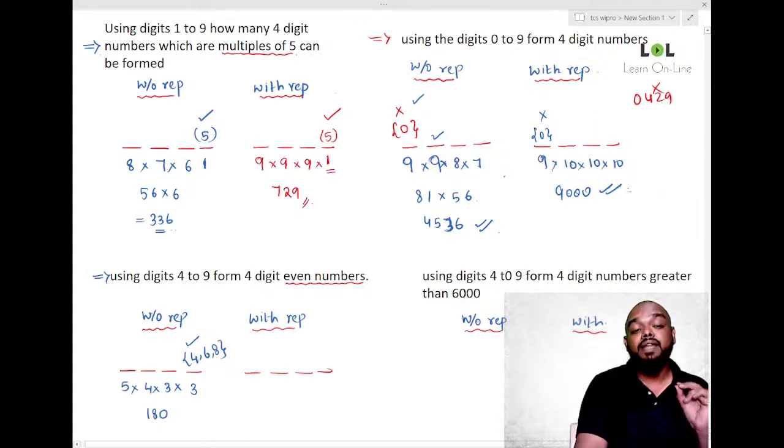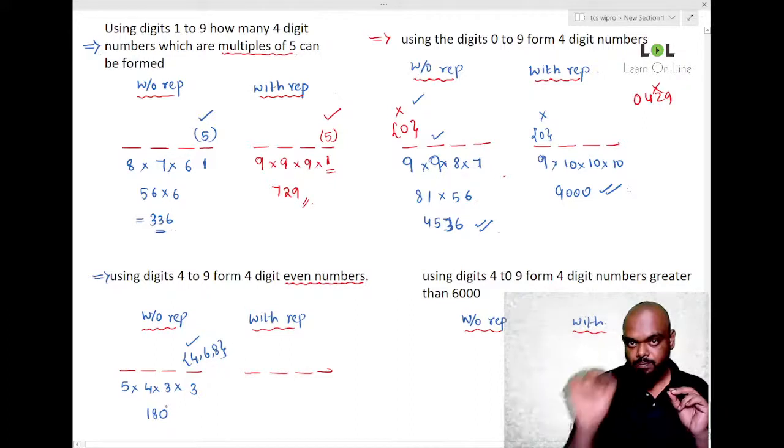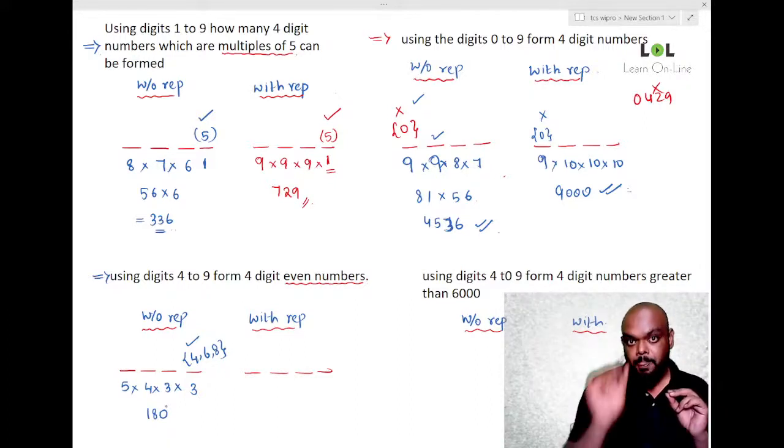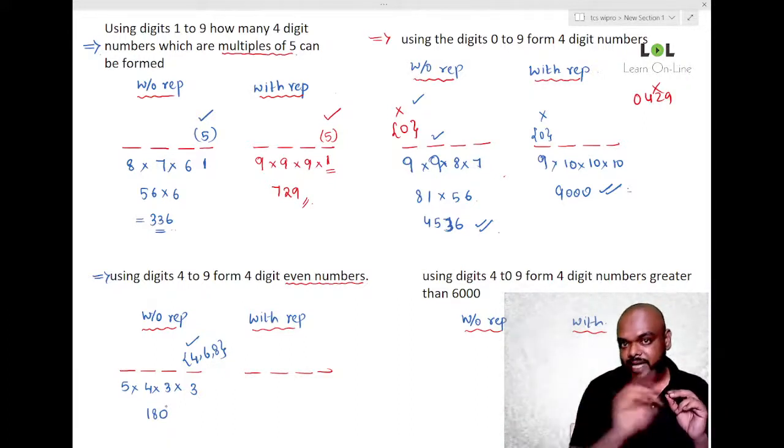We can form how many numbers? 180 numbers. I'm repeating. You want 4 digit even numbers. 4 digit means 4 places. Even numbers. Where is the condition acting upon?